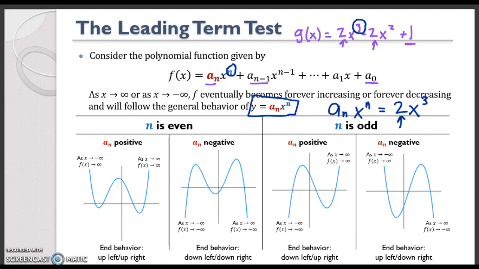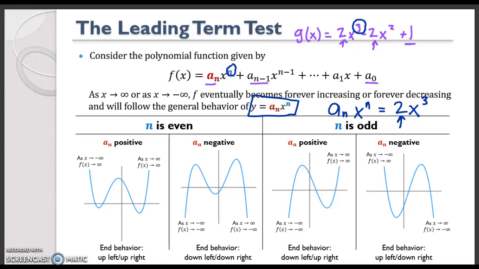So since n is odd and a sub n is positive, as x goes to negative infinity, we can see that our outputs are going down. So we're going down to the left, and then as x goes to positive infinity, we're going up to the right. But if a sub n was negative, remember that's an x-axis flip, and so we'd end up with the opposite end behavior.